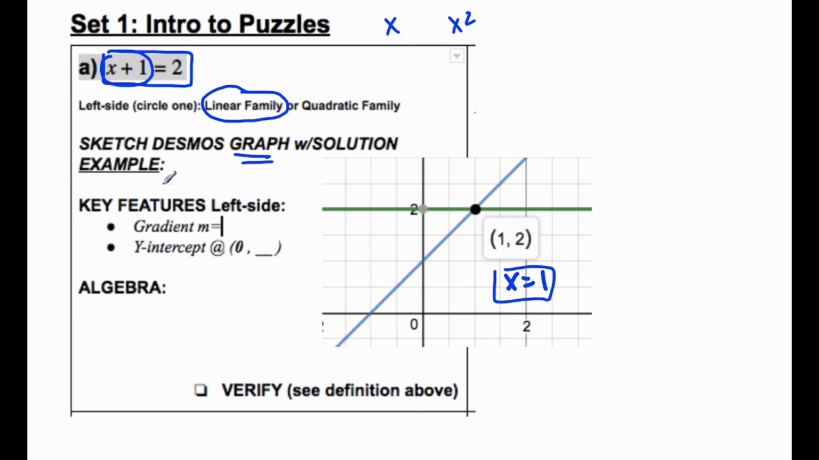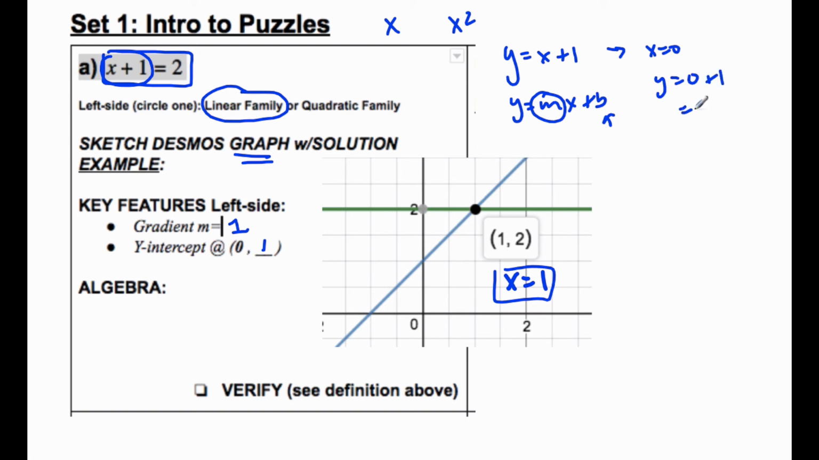If I look at the next part then, I'm going to go to the key features, the left side. Well, if I look at the left side of this equation, my equation is y equals x plus 1. The gradient, perhaps you remember y equals mx plus b. The gradient or the slope is the m value, which is in front of here. So the gradient is 1. And the y-intercept, well, b is my y-intercept. It is going to be (0, 1). And if you remember, a y-intercept means x equals 0. So y is equal to 0 plus 1, which will be 1. Just a quick reminder, but there's the y-intercept.